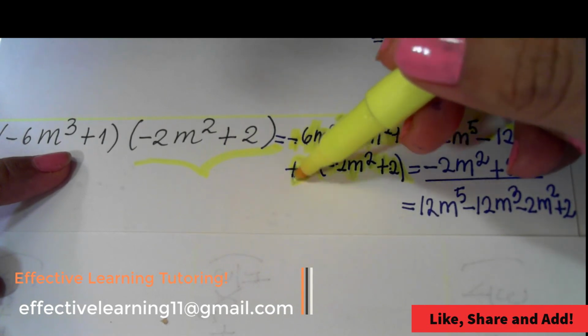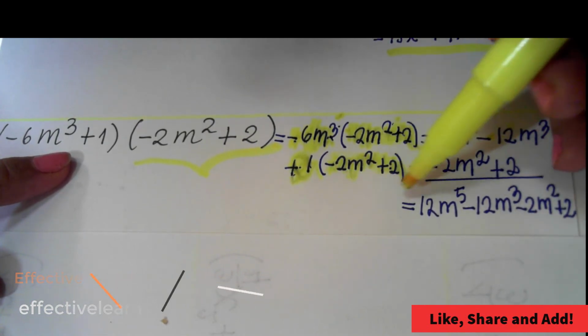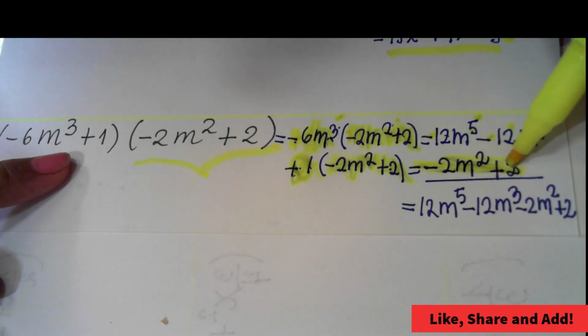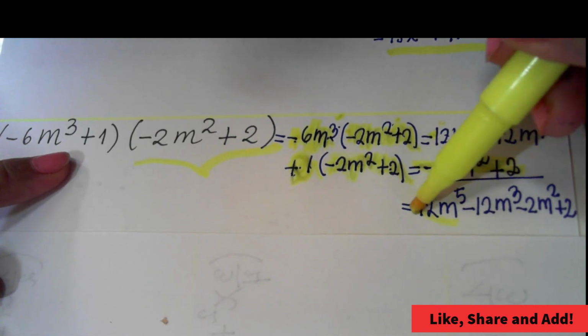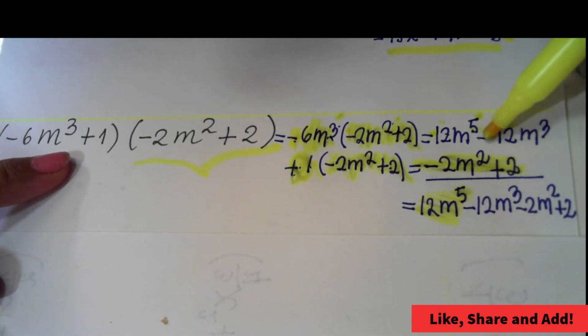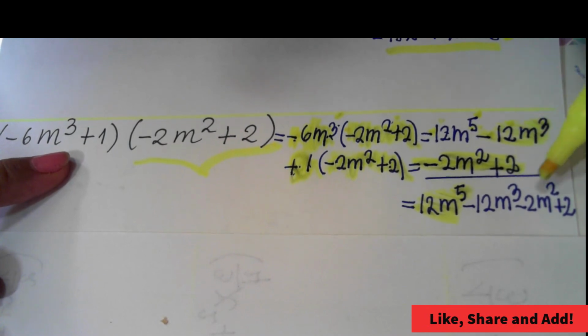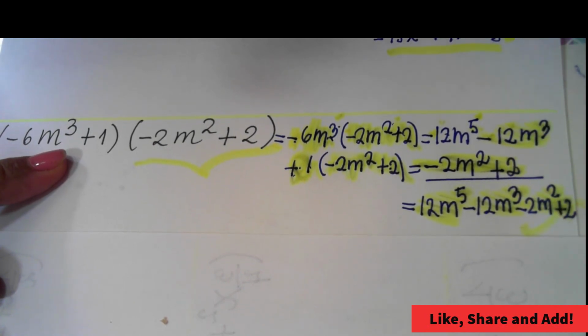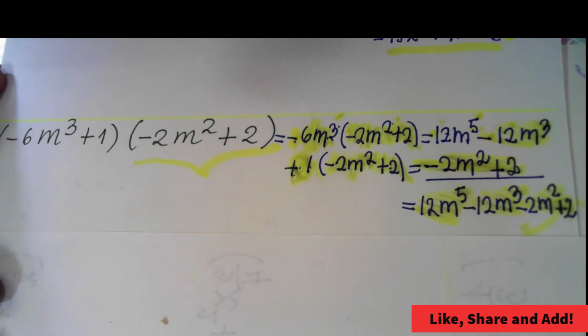Here, any number multiplied with 1 is the same. So you just copy the same. Look, it's the same. 12 m with exponent 5 is here. Negative 12 m with exponent 3 is here. Negative 2m squared is here. And plus 2 also, don't forget plus 2 is very important at the end. All right? Okay.